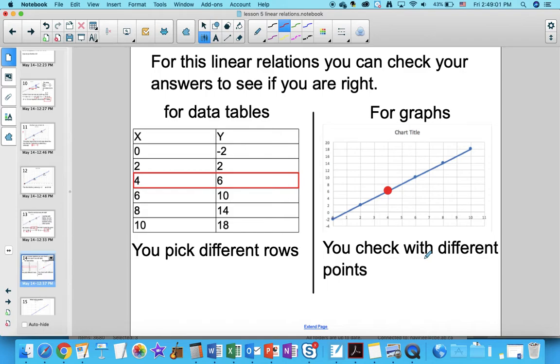If they do, you did it right. So the good thing about linear relations, even though they are a bit tricky, is you can check your answers and see if you're right. If you don't get the correct y value, for example, if you thought the equation was y equals 2x, let's see if I'm right. Well, plug in x and y. Well, 6 equals 2 times, what's my x? 4. Well, 4 times 2 is not 6, so you know that's not right. So you can check your answers.